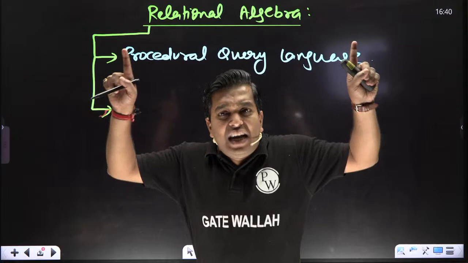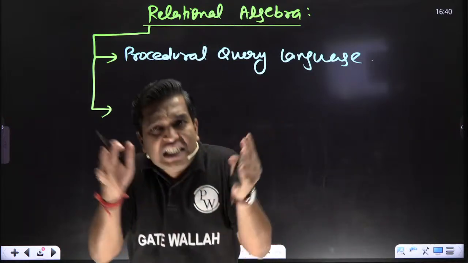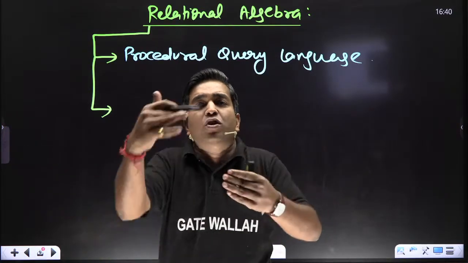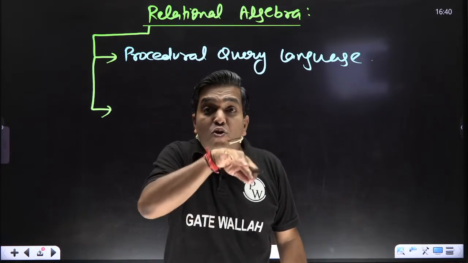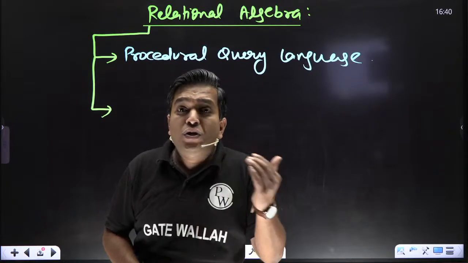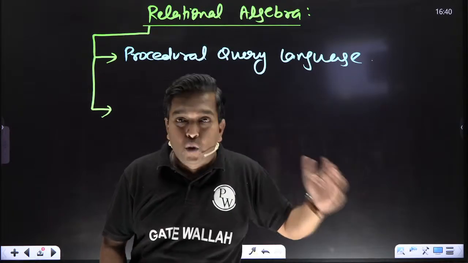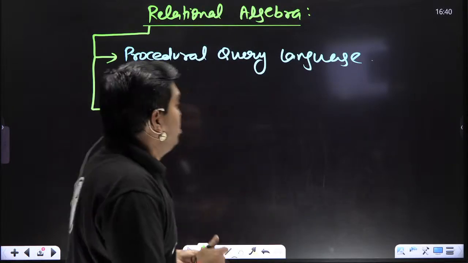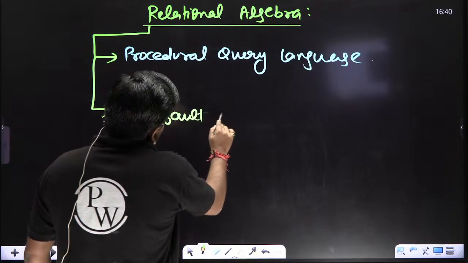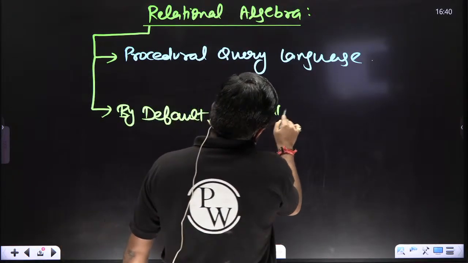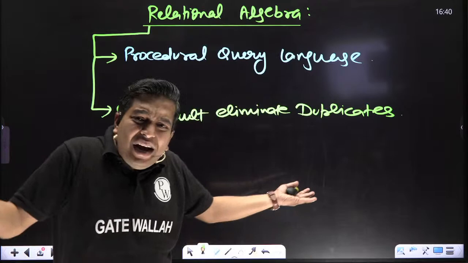First of all, relational algebra is a procedural query language. Second point, in relational algebra, duplicate values are eliminated by default. In SQL, duplicates are retained. You have to use the distinct keyword explicitly to eliminate the duplicates in SQL. Getting my point? So by default, relational algebra eliminates duplicates. Sir, what is the meaning of by default eliminating the duplicates?